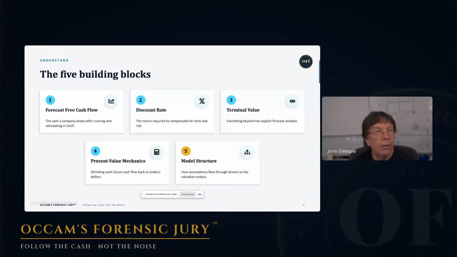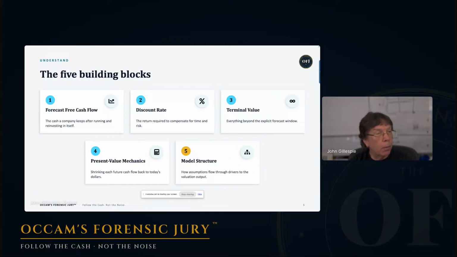And then we have terminal value. It's everything beyond the explicit forecast window. So if you're doing a 10-year DCF, you'd be estimating for 9 years out, and for the 10th year forward, you'd end up having what you call terminal value. And then you have present value mechanics.